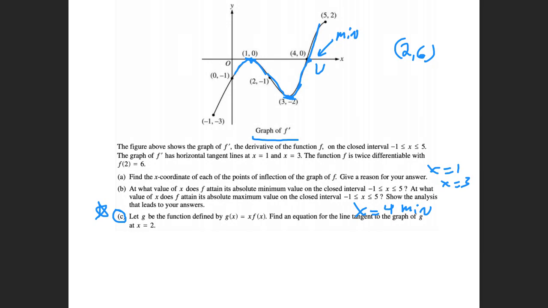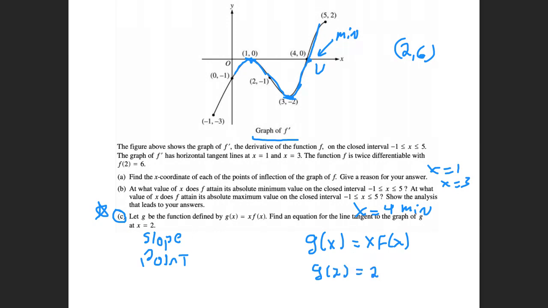Okay, so in this problem, because it asks us to write an equation of a tangent line, the first thing that goes through my mind is equation of a tangent line: slope and a point. So that's what I need. They tell me that g of x is equal to x f of x. To find the point, I need to find what g of 2 is equal to. I just plug 2 in.